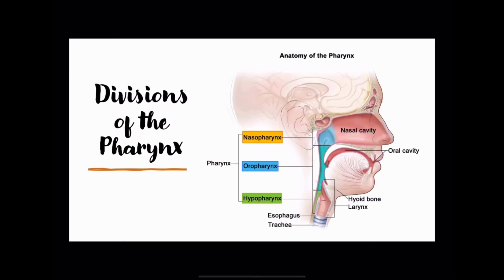The pharynx is a funnel-shaped passageway of the upper respiratory system that connects the nasal cavity to the mouth. It is divided into three sections: the nasopharynx, the oropharynx, and the laryngopharynx.